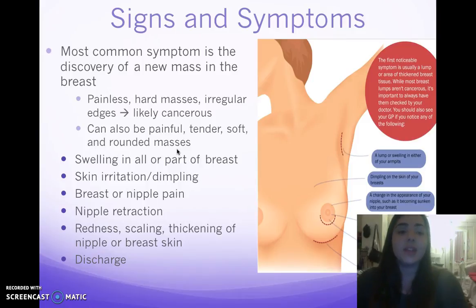So signs and symptoms. The most common symptom is the formation of a new mass. Painless hard masses with irregular edges are typically cancerous, and you can also find in a regular exam a painful, tender, or soft mass, which is typically non-cancerous. However, that is still a cause for concern, and it still should be checked out. Swelling in all or part of your breast, skin irritation or dimpling in the breast, nipple pain, nipple retraction, redness, scaling, or thickening of the nipple or breast skin, and discharge from the nipple.